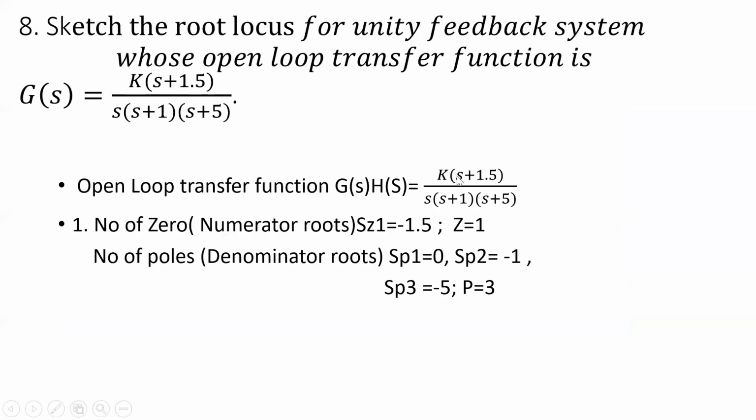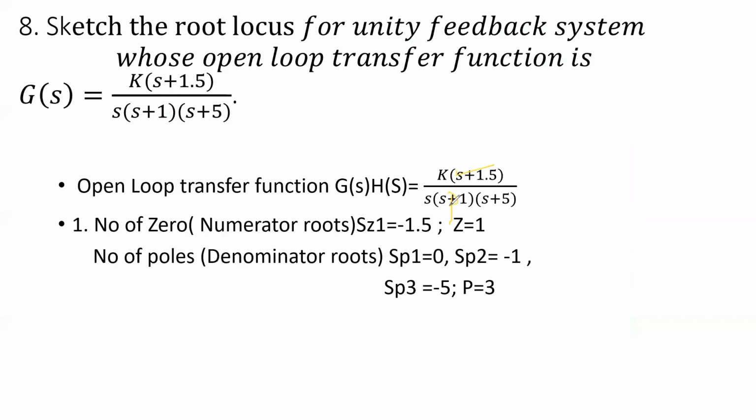The next is the 8th one. Sketch the root locus of a unity feedback system whose open loop transfer function is K(s + 1.5) divided by this value. So inspecting, we know there is 1 zero. Where do we get the zero from? Which is giving us a zero? The numerator will give a zero.